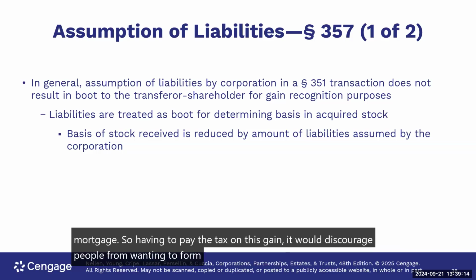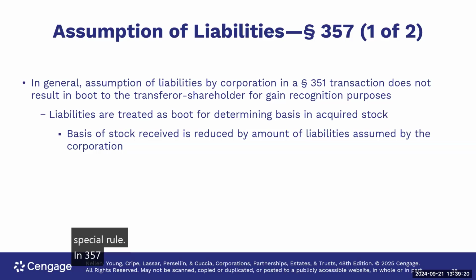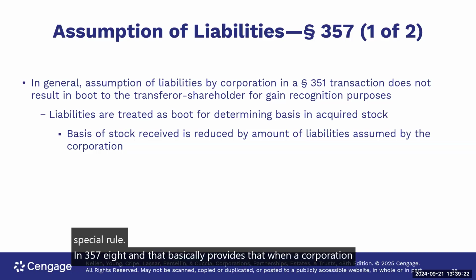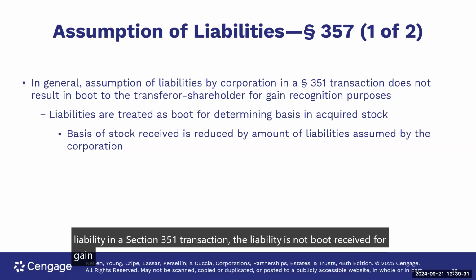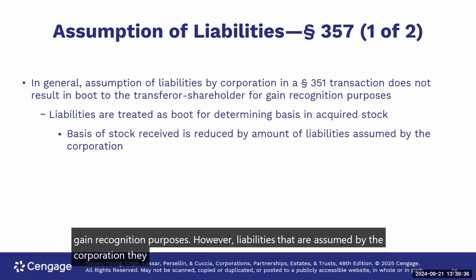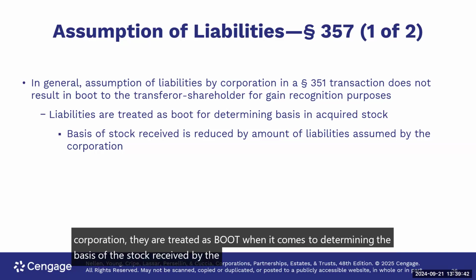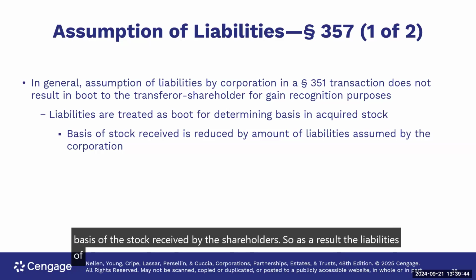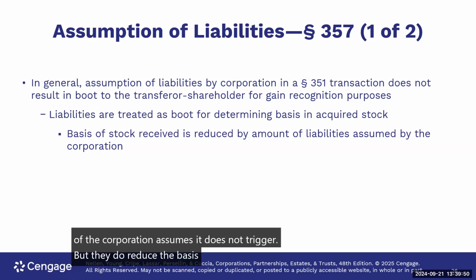Because of that, there's a special rule, Section 357(a), which basically provides that when a corporation assumes a liability in a Section 351 transaction, the liability is not boot received for gain recognition purposes. However, liabilities assumed by the corporation are treated as boot when determining the basis of the stock received by the shareholders. As a result, the liabilities the corporation assumes do not trigger gain, but they do reduce the basis of the shareholders' stock. It's something very important to keep in mind.